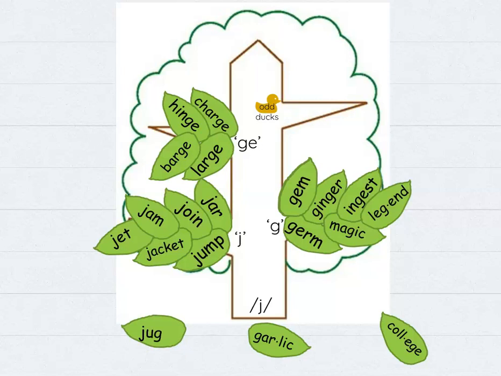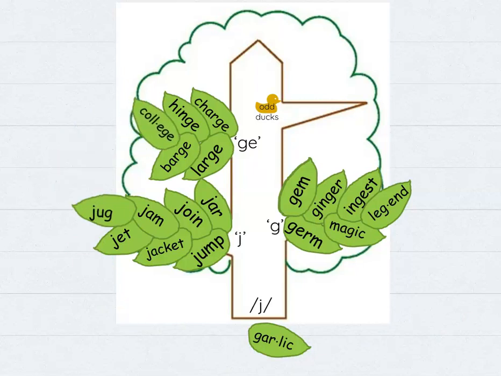On the J spelling tree, we have three different ways to spell the J sound. J, G, and GE. I have a few leaves that we're going to put on our J spelling tree. The first word is jug. Which branch do you think the jug leaf is going to go on? Very good. The next word I want you to look at is all the way over to the right. This word is college. Which branch do you think this word is going to go on? The GE. Very good. My last leaf has the word garlic. Which branch do you think this word is going to go on?